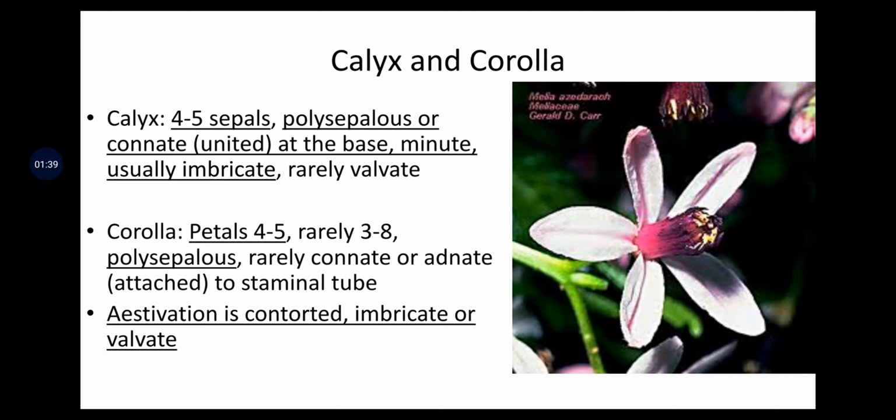Calyx 4 to 5 sepals, polysepalous or connate, that is united at the base, minute, usually imbricate, rarely valvate. Corolla petals are 4 to 5, rarely 3 to 8, polypetalous, rarely connate or adnate, attached to staminal tube. Estivation is contorted, imbricate or valvate.